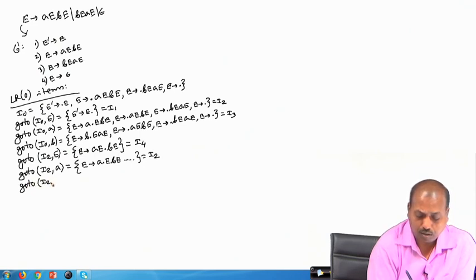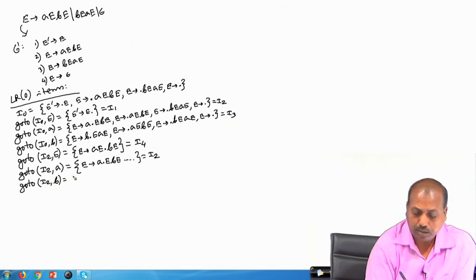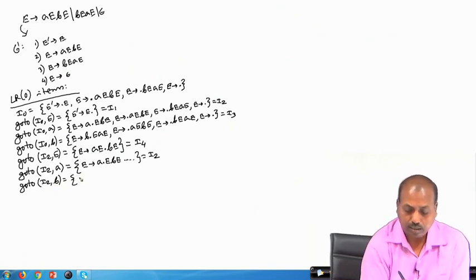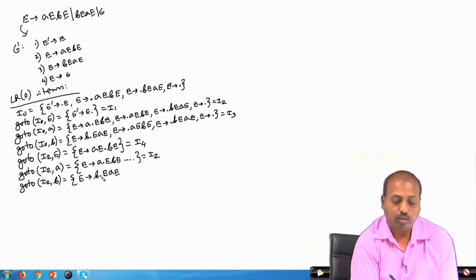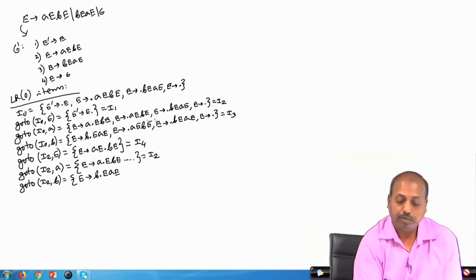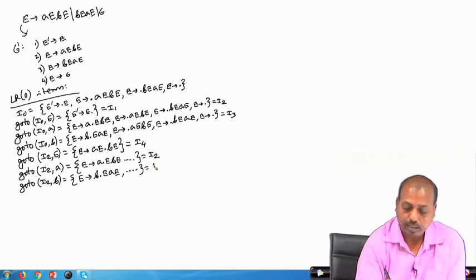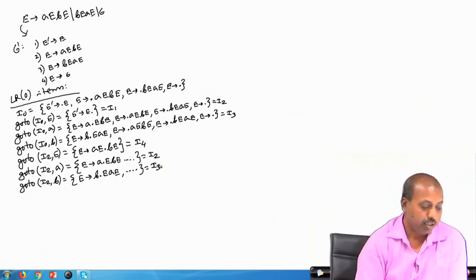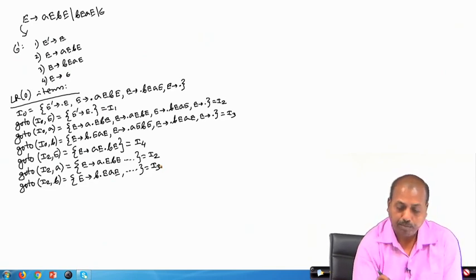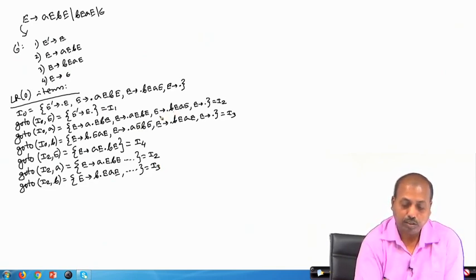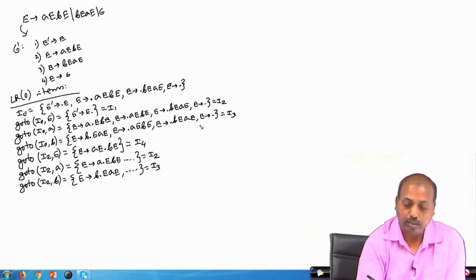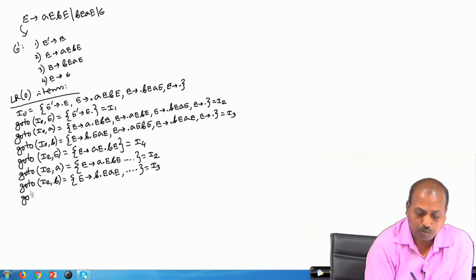Go to I2 B. That will give us E producing B dot E A E, and as soon as this dot is there, again I will have the same set of rules coming. So that will give me the set I3. Now, in I2 I have done A and B, okay, both are done. So I2 E is also done. So I2 is over. Now, come to I3.